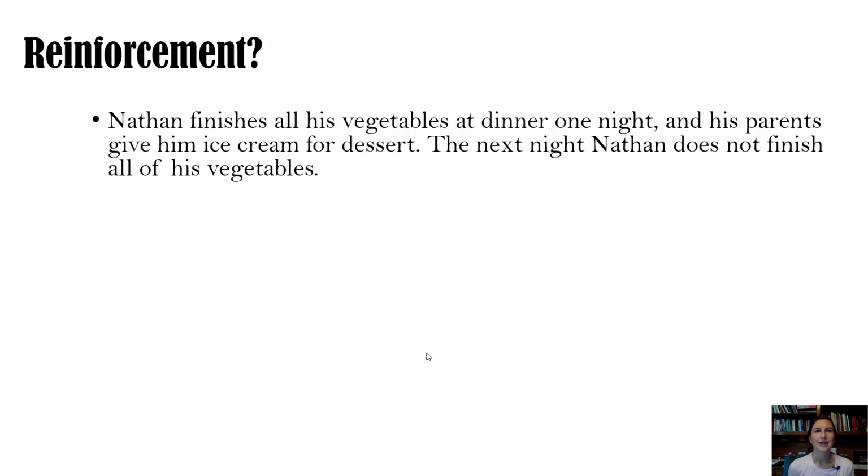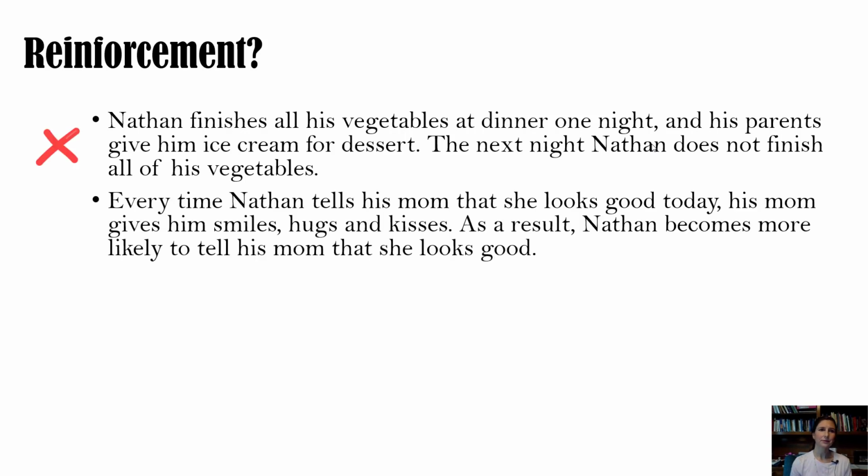So first one, Nathan finishes all his vegetables at dinner one night and his parents give him ice cream for dessert. The next night, Nathan does not finish all of his vegetables. So pick out our behavior. It's finishing his vegetables, and the behavior is not increasing. So the first night he finishes all of his vegetables, but the next night he doesn't. So remember, reinforcement, the future probability of the behavior increases. So this would not be considered reinforcement.